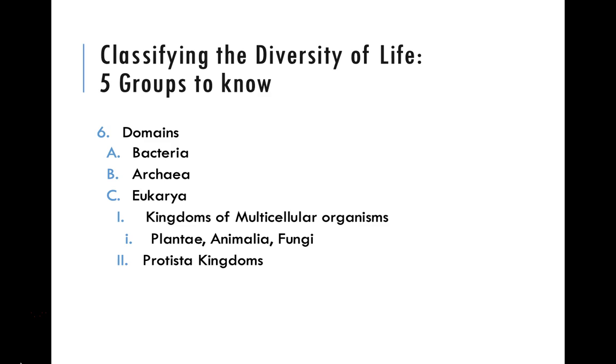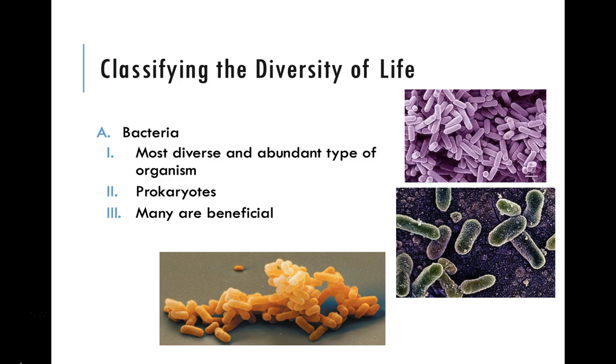But for the most part, we focus on our multicellular organisms in this class. The major groups of multicellular organisms are the plants, the animals, the fungi, and the protists. So bacteria and archaea are our prokaryotic domains. There are these 3 major domains, 2 of which are prokaryotes.